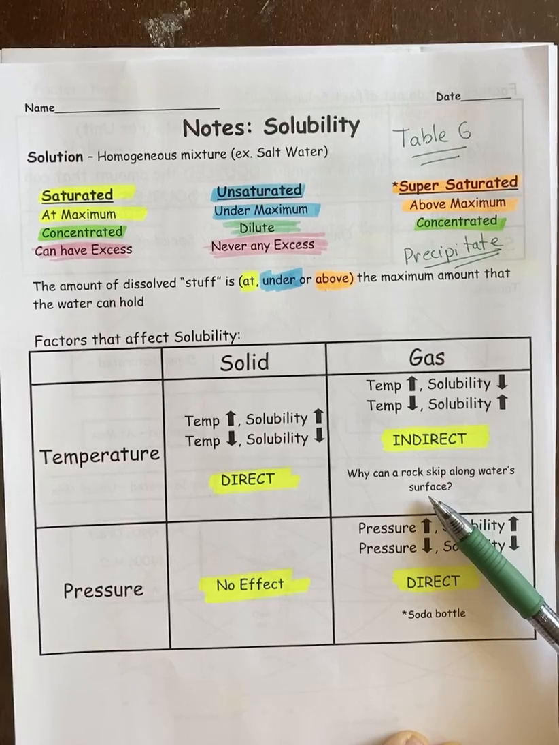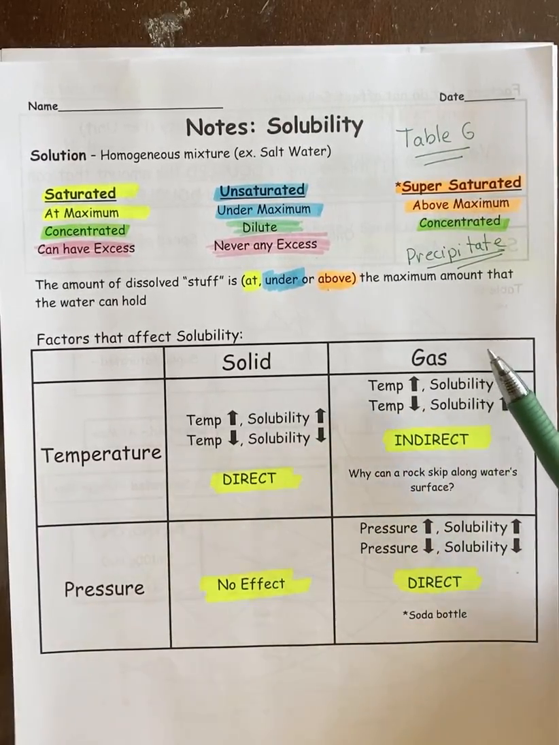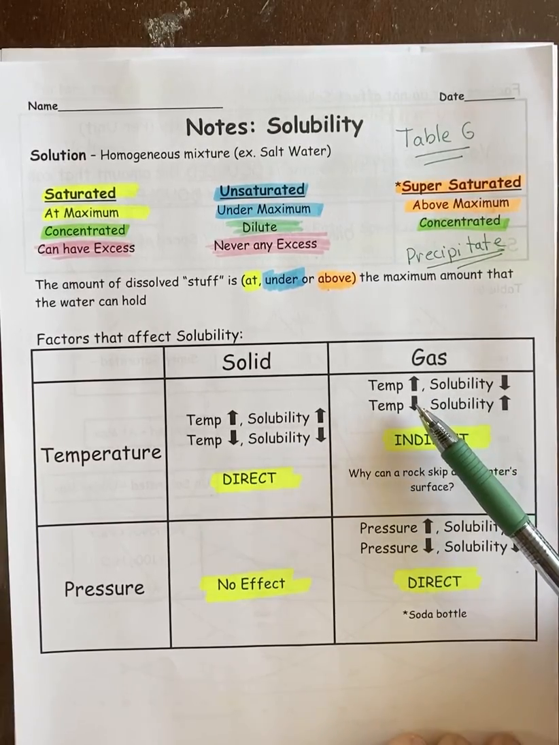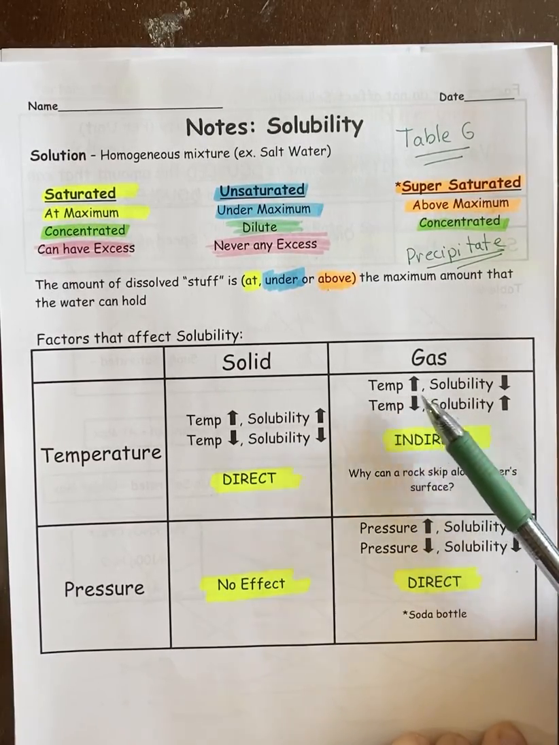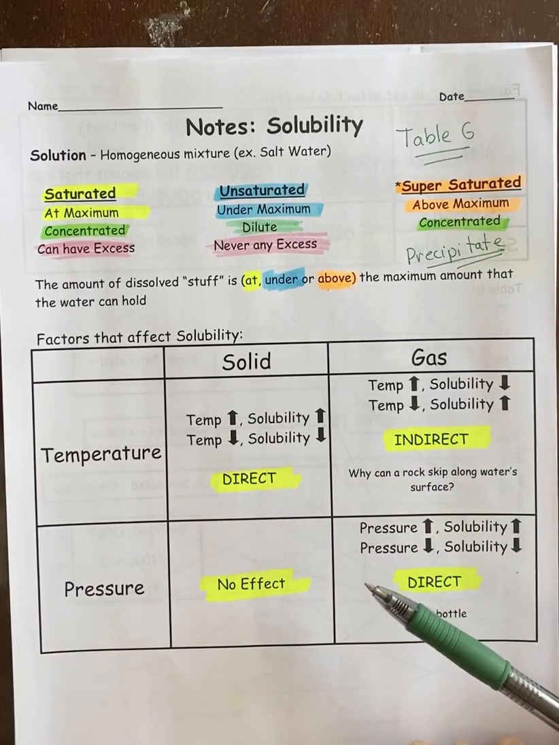They do the exact opposite of solids. And there's a reason for that, and I'll explain it. So gases' relationship is indirect. As the temperature goes up, the solubility of the gas goes down, and the reverse is also true.